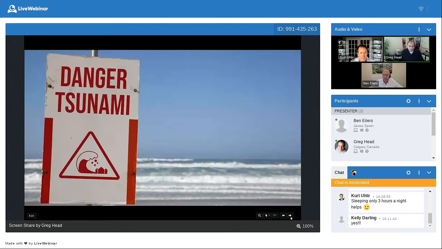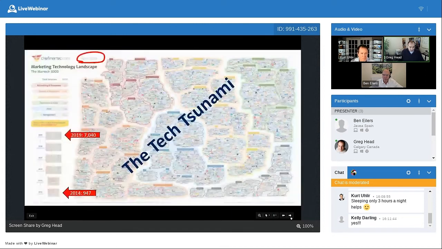And just to put some numbers and make this real for everybody, it's funny, when we were planning this webinar, Kurt and I at the exact same time pulled this diagram out. And this is done by chiefmarket.com. They update this every year, okay? And what this is all the different marketing technology that's out there, okay? And today what we're really focusing on when we talk about the tech stack is we're narrowing in on marketing tech stack. So in 2014, okay, there was 947 services or technologies in this diagram. 2019, the exponential growth to 7,000.